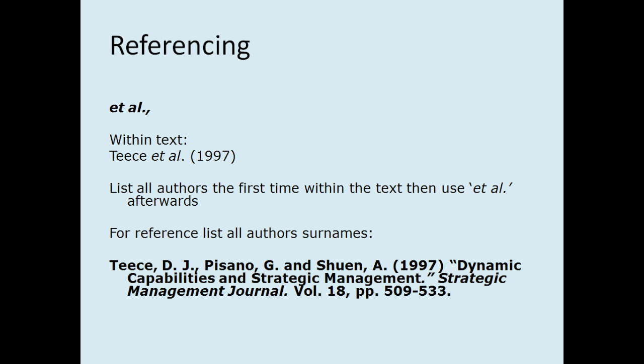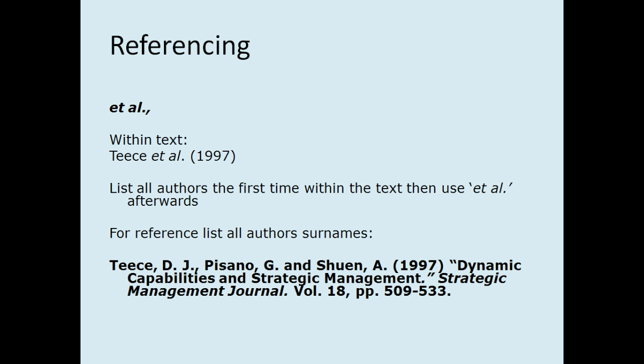It's time consuming. It uses up, you know, words and stuff. So we just put Thies et al. 1997. To show that there's other authors, and if you want to know who the other authors are, go back to the reference in the back of the document in your reference list, and you can find them. The only little thing you need to be wary of is make sure you list all the authors' names the first time within the text.